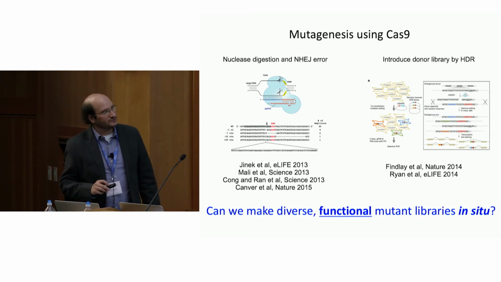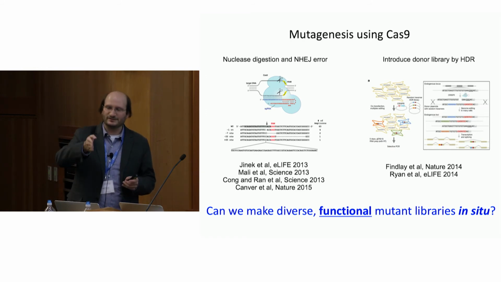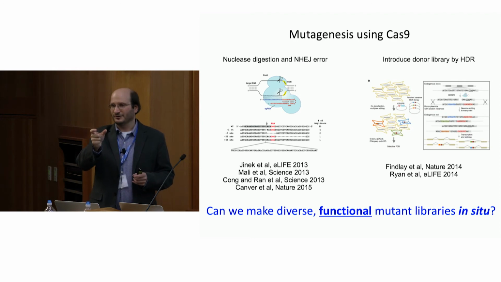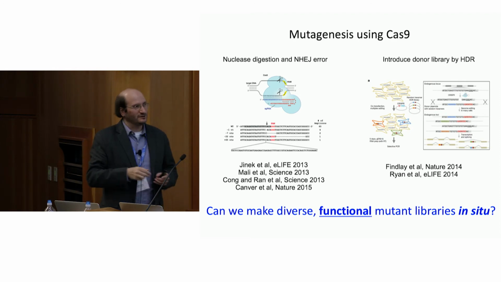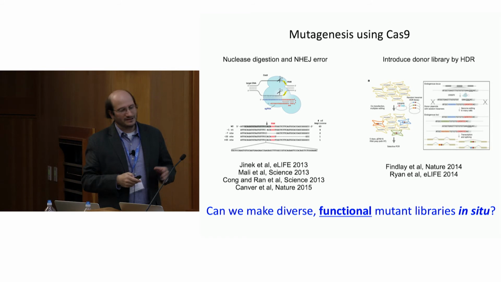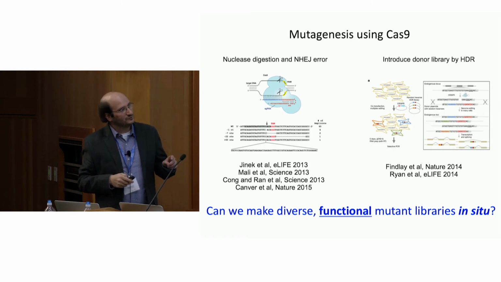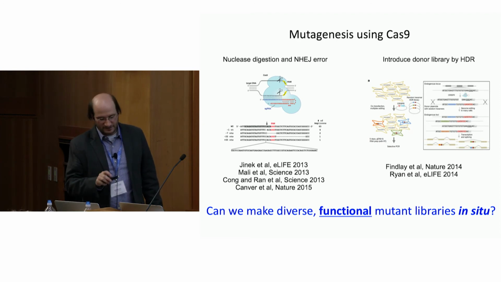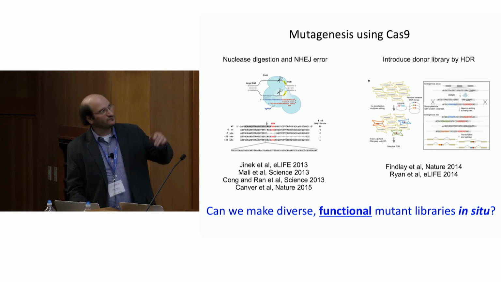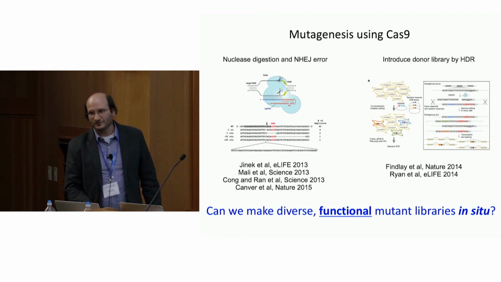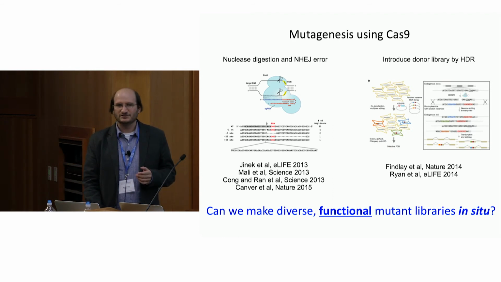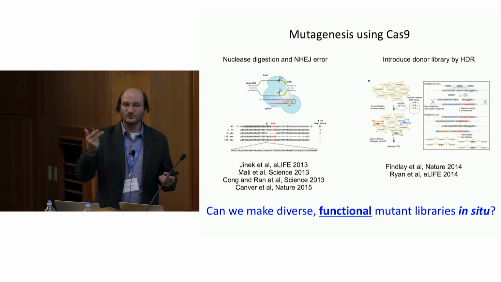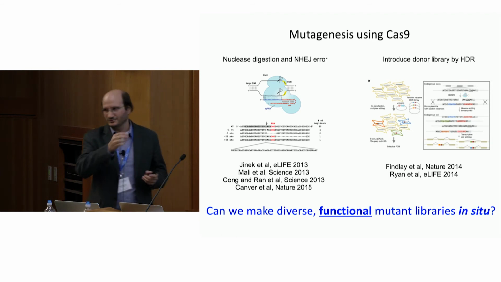And so what we were trying to do is, instead of having to do this every time we wanted to make a new mutation, that is, make a cut, make a new oligo donor library and introduce it one at a time at each spot you want to make a mutation, make diverse functional mutant libraries in situ without having to use an HR donor. And I emphasize functional here because we would like to avoid indels. So for a lot of protein evolution applications, you don't really want to destroy the protein. You want to find a new function. So you would like to avoid, if you can, introducing stop codons.